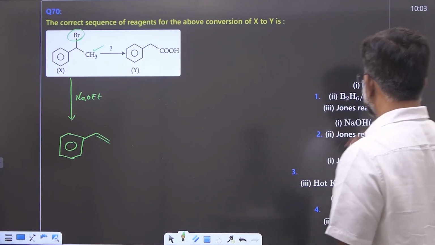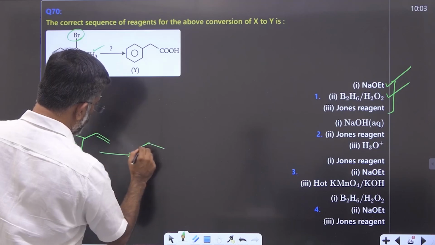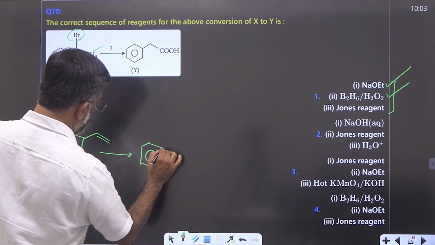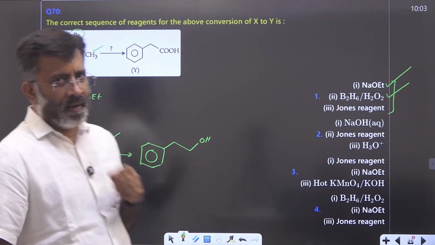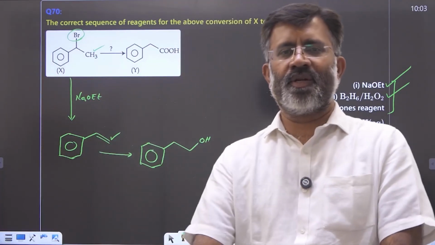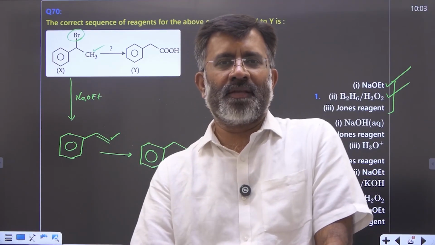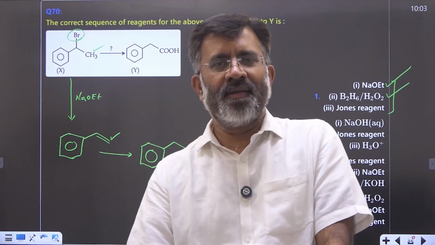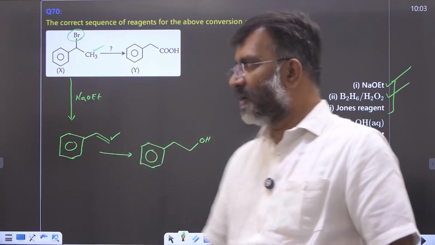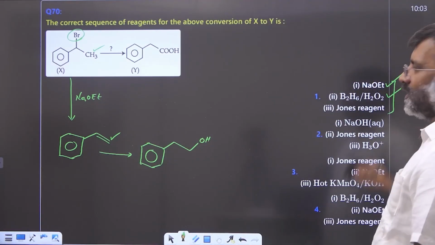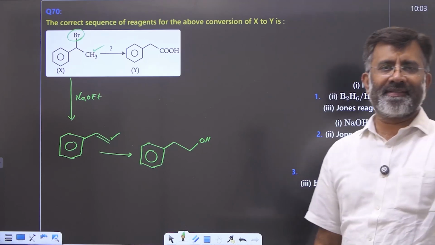Then it is diborane, hydroboration oxidation reaction. Everybody remember, you will get alcohol at this carbon. Hope you remember the importance of hydroboration oxidation reaction. You get an alcohol at a terminal carbon. The product seems to be opposite to Markovnikov addition. So first one, it is dehydrohalogenation elimination reaction. Second one, it is hydroboration oxidation reaction.